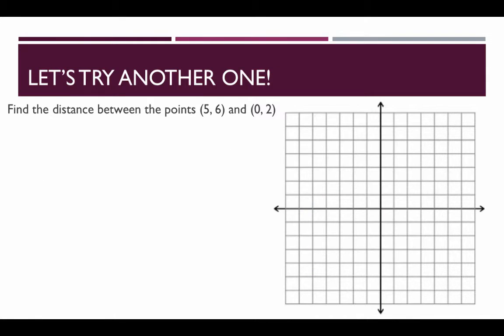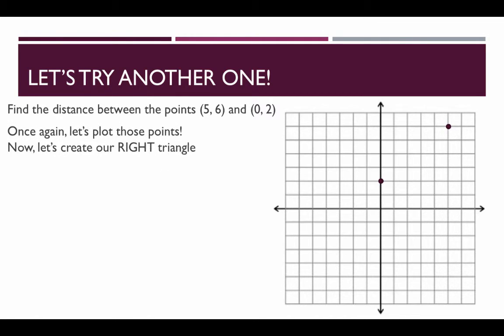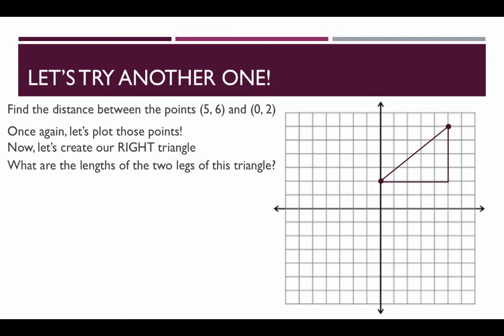All right, let's try another one. Let's find the distance between the points (5, 6) and (0, 2). So I'm going to plot these points, and I'm going to create my right triangle, and I'm going to count the distance to find the lengths of the legs of this triangle. So I find out that they're 5 and 4.